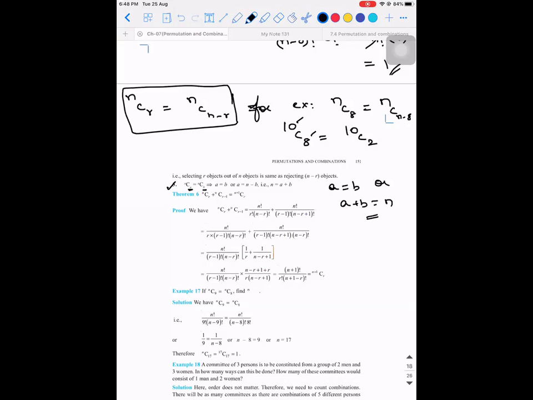So I'm repeating it again. nCa is equal to nCb if a is equal to b, or the sum of a and b is equal to n. Make a note of that. Sir, if a is equal to b, then nC and nC will get cancelled on both sides. That is not the case.